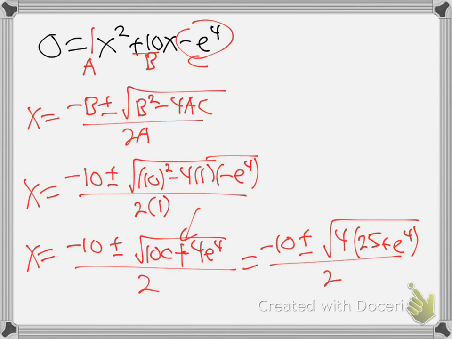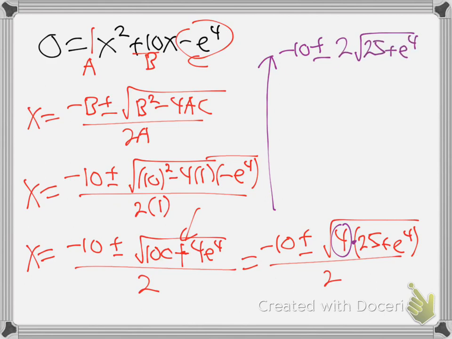All right, now I can root that 4. Why? Because it's timesed, you see. It's not added or subtracted. So you can root the 4. So it'll become negative 10 plus, and what's the root of 4? 2. So that comes out of the root as a 2. Everybody good to there so far?